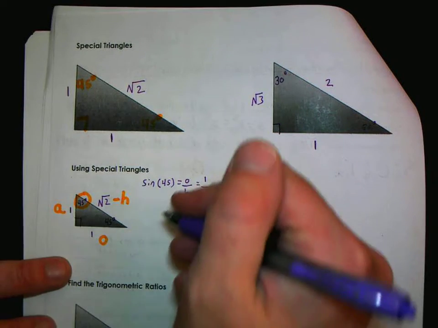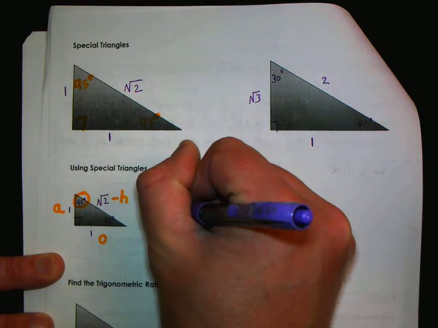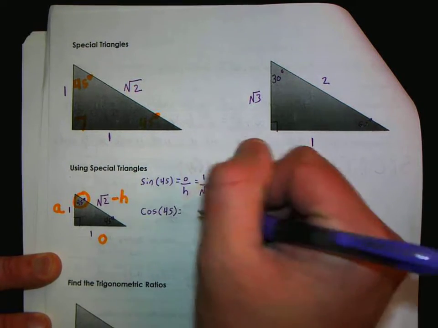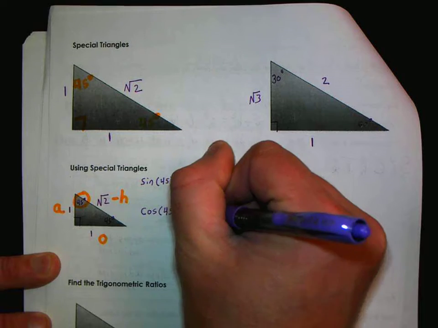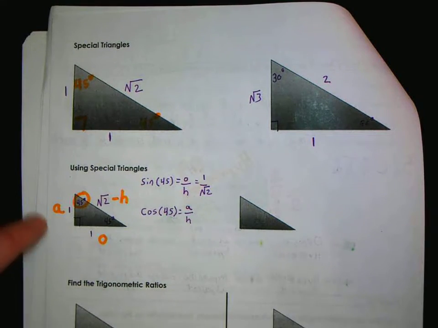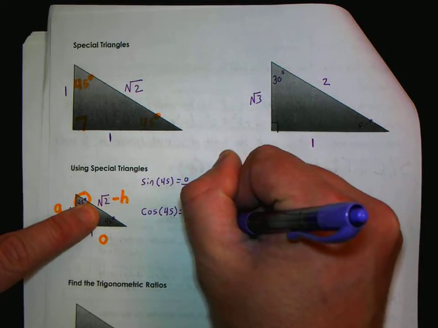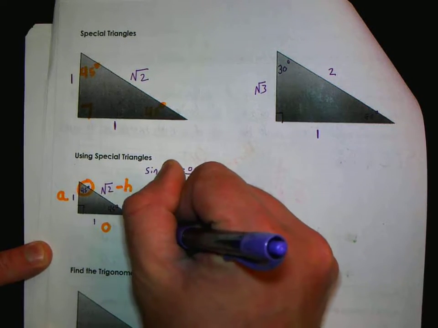Does that make sense? Cosine of 45 is A over H. Well, A is 1, H is square root of 2. And then tan of 45, tangent.